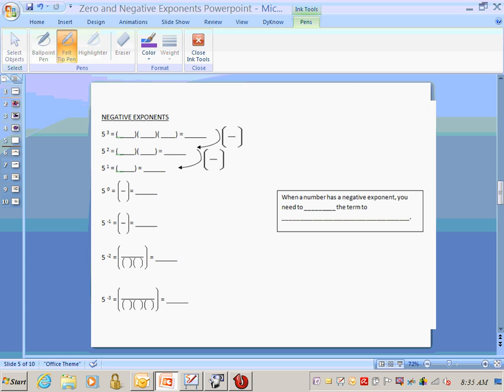Here's the next one. We've got 5 cubed is what? 5 times 5 times 5. 5 times 5 is? 25. Times 5 is? 125. Let's not worry about this over here yet. 5 squared is? 5 times 5, which is 25. 5 to the first power is 5.